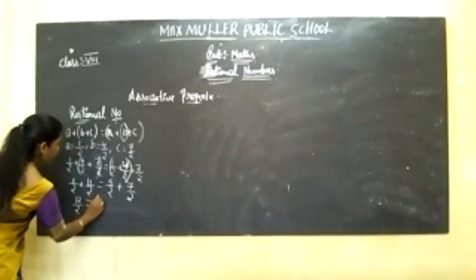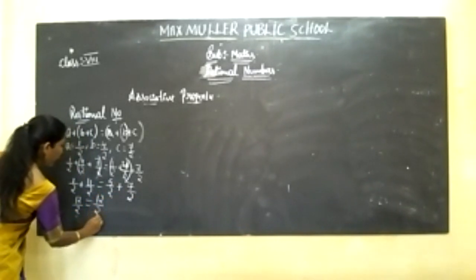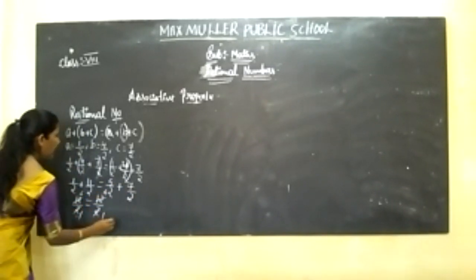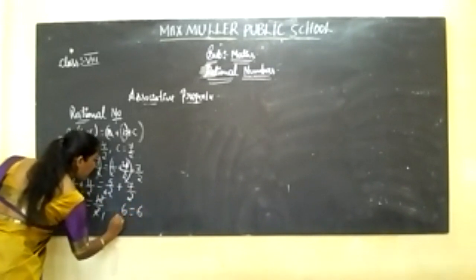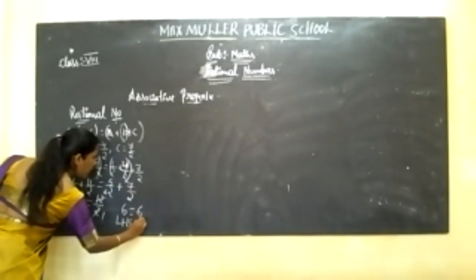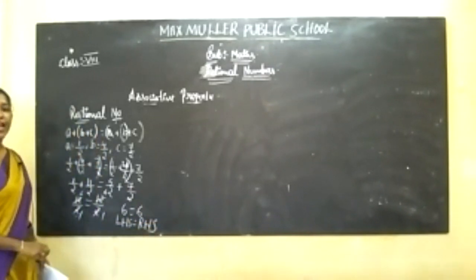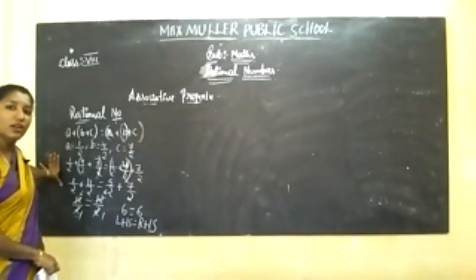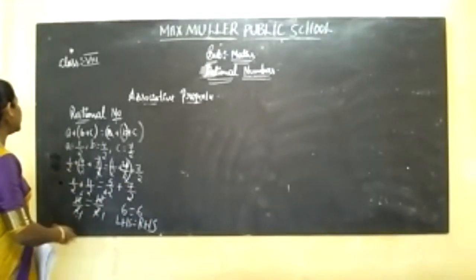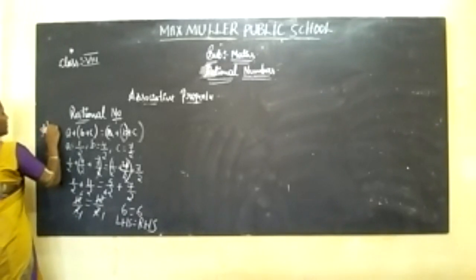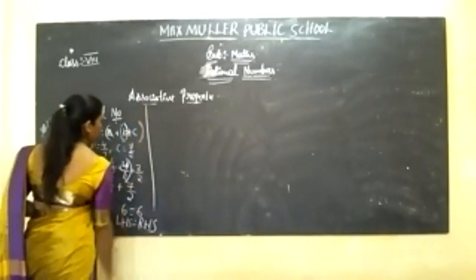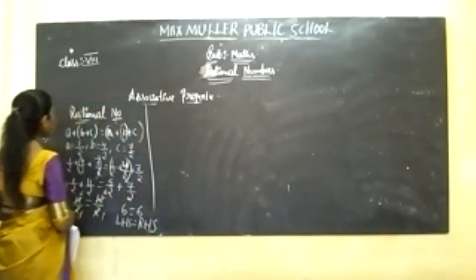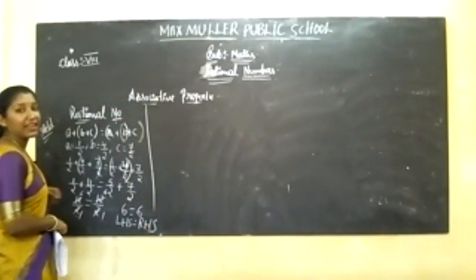So it is 12 by 2. 2 ones are 2, 2 sixes are 12. So 6 is equal to 6. LHS is equal to RHS. Understood? LHS is equal to RHS. This is what you have to do for addition, for rational numbers. Understood, students? So this condition is satisfied for rational numbers under addition.